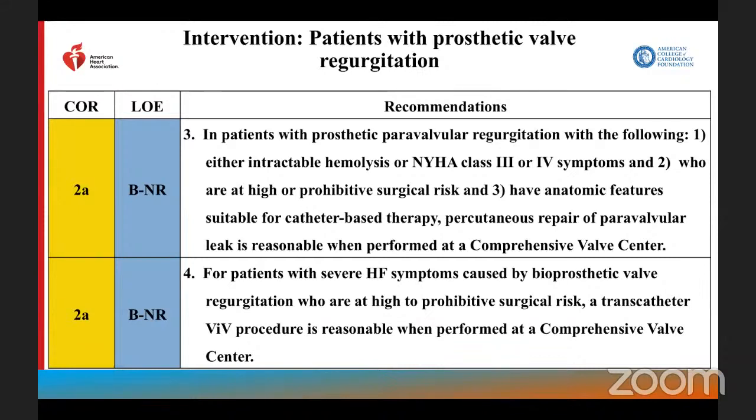In patients with prosthetic paravalvular regurgitation with either intractable hemolysis or NYHA class 3 to 4, who are at high or prohibitive surgical risk and have anatomic features suitable for catheter-based therapy, percutaneous repair of paravalvular leak is reasonable when performed at a comprehensive valve center, as a class 2A. Same in prosthetic valve stenosis. For patients with severe heart failure symptoms caused by a bioprosthetic valve regurgitation who are at high or prohibitive surgical risk, a transcatheter valve-in-valve procedure is reasonable when performed at a comprehensive valve center as a class 2A.